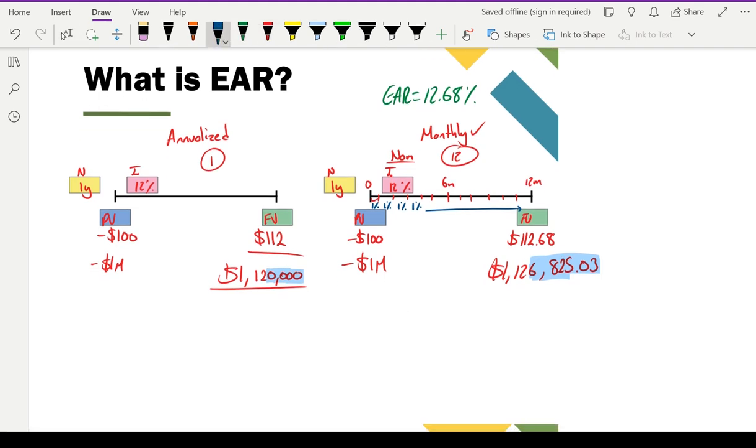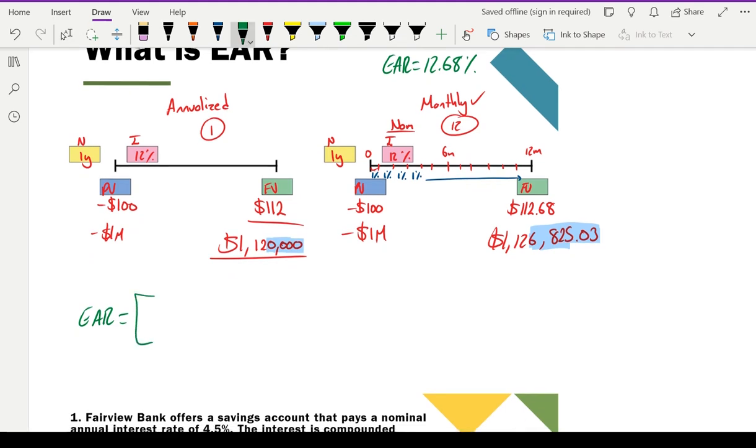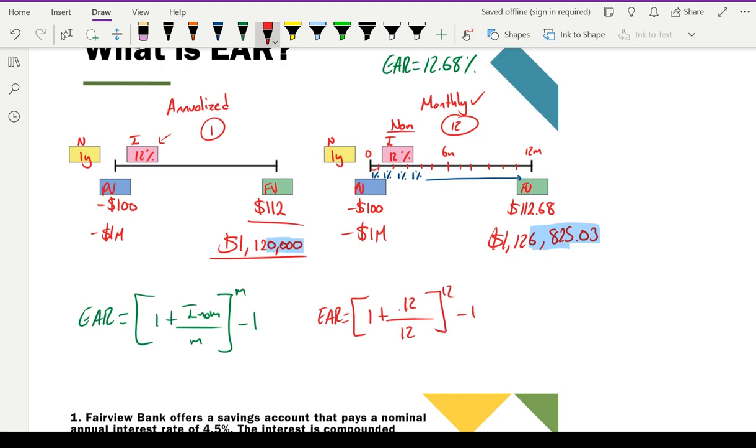Let's use our formula. Usually for formulas, I like to use green. At least that's what I tell my students. So the EAR is equal to 1 plus the nominal rate divided by the number of compounding periods, to the power of the compounding periods, minus 1. Okay, so let's put this to the test. EAR is equal to 1 plus the nominal rate, which is 12%, divided by the number of compounding periods, 12, to the power of 12, minus 1.